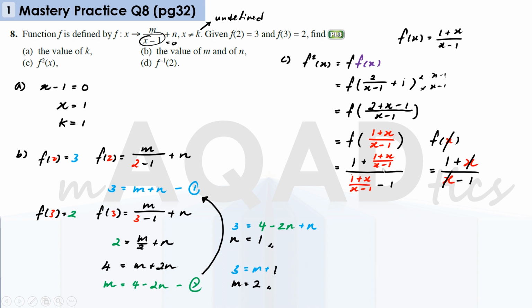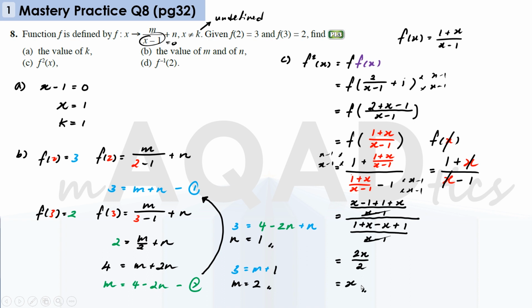Okay, and then for numerator and denominator, I make the values have the same denominator for both sides. So this one I multiply by x minus 1, then this one I also multiply by x minus 1 for both sides. And we have two fractions for numerator and denominator. Then you can see that for these two fractions, right, the denominator is the same, so I can just cross off. Then for the numerators, I can simplify, which we will get 2x over 2, and the final result is x.